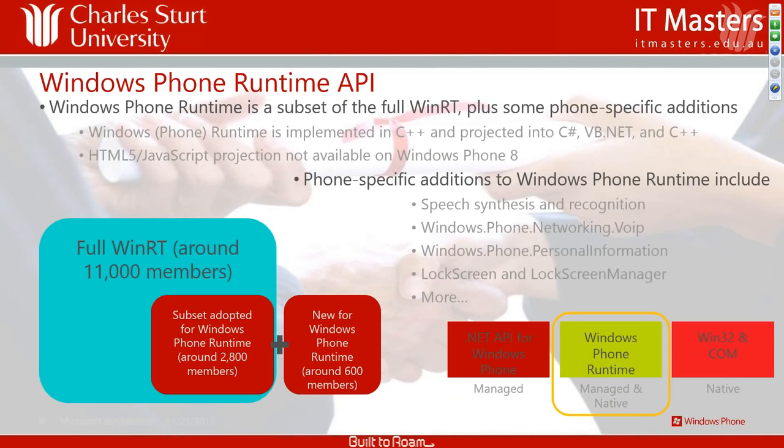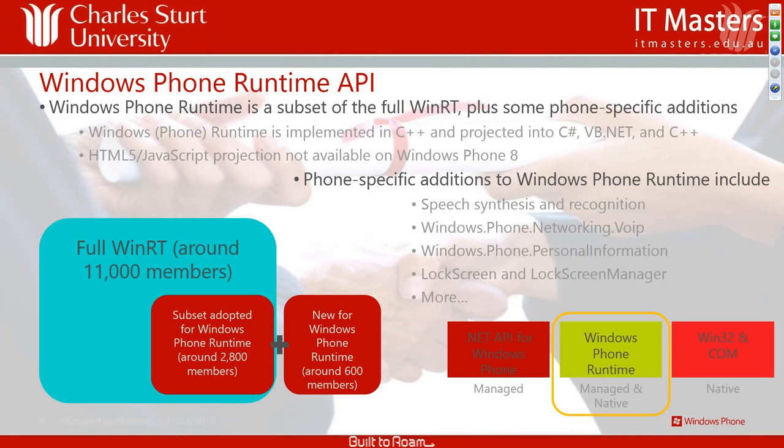If we look at the cross-section between the full Windows API, so WinRT, where there's about 11,000 members, and we look at the subset which has been made available to Windows Phone, we get approximately just short of 3,000 members have been ported across. And then there's a whole bunch of additional APIs that are available to not just the managed world, but also to native code. So these new APIs are actually implemented in C++ and then projected into both C#/VB and into the native world in C++.